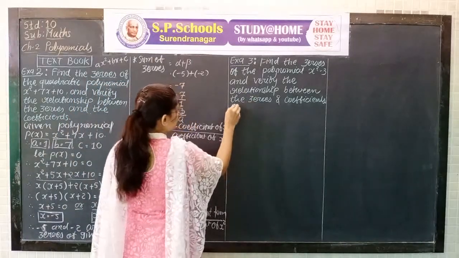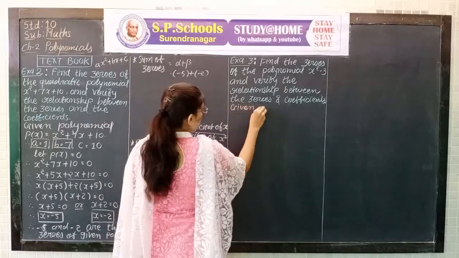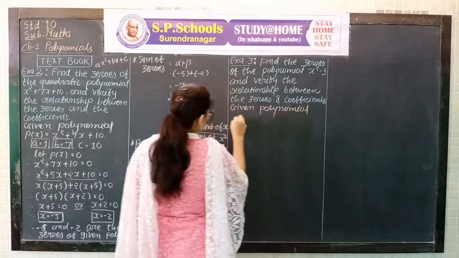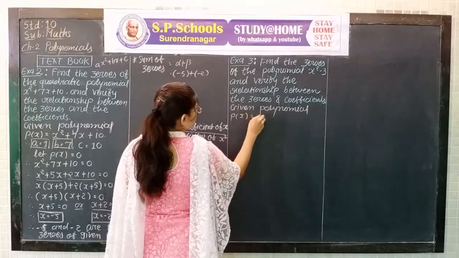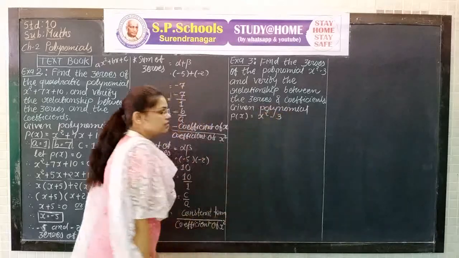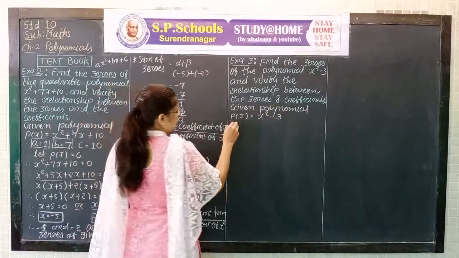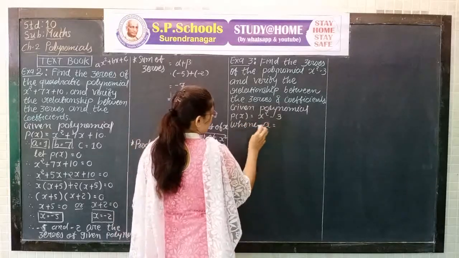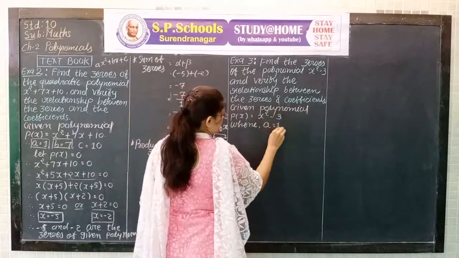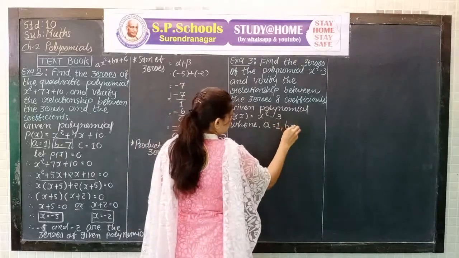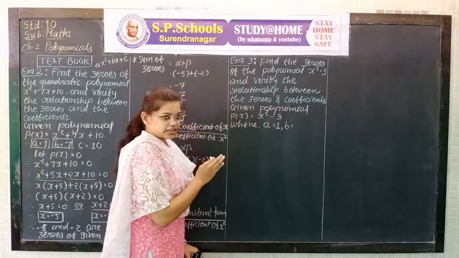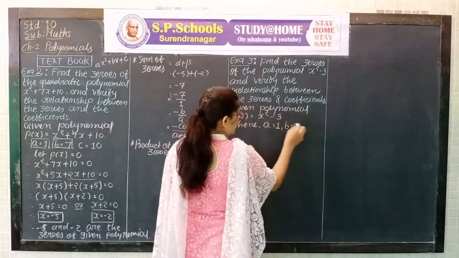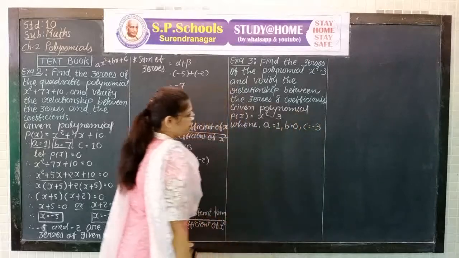Let's first write the given polynomial. Given polynomial p of x is equal to x square minus 3, where the value of coefficients: a, the coefficient of x square, is equal to 1; b is the coefficient of x, but here the term with variable x is missing, that's why b is equal to 0; and c is equal to minus 3.